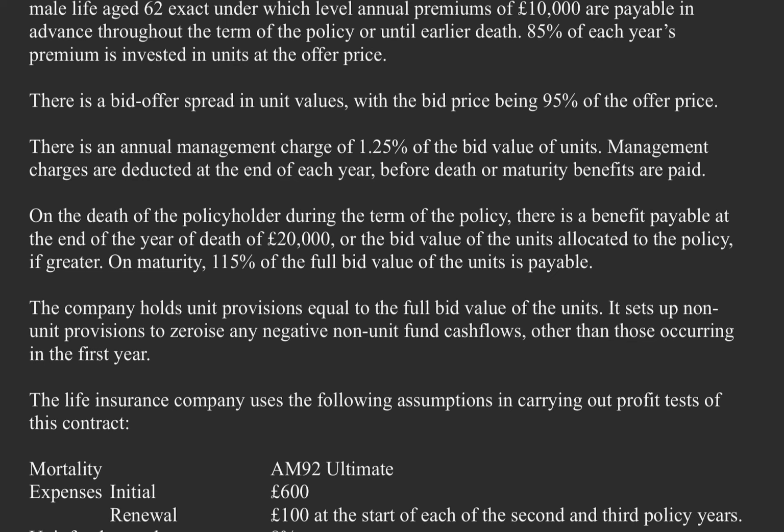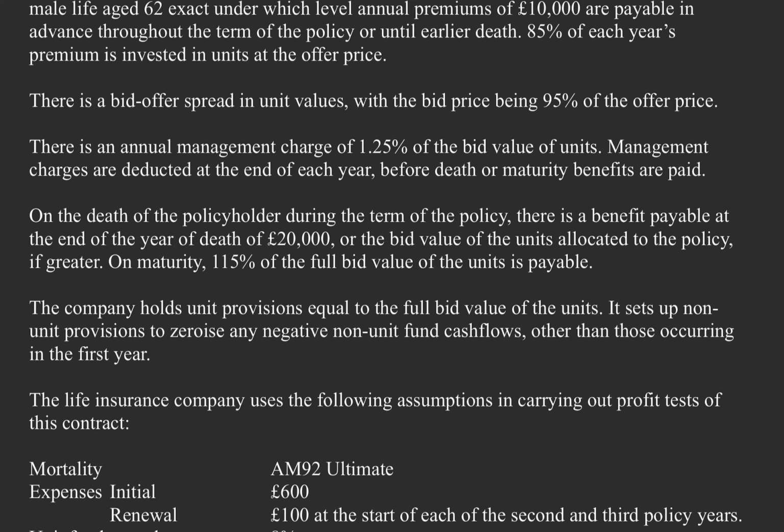Then the company holds unit provisions equal to the full bid value of the units. Okay, so that's basically just saying that we have a unit fund. So we actually are investing this. We're not just tracking an index and keeping everything in our non-unit fund and hoping we outperform the index. That's not what we're saying. We're saying we're actually taking this bid value of the units and putting it in the fund that this policyholder wants.